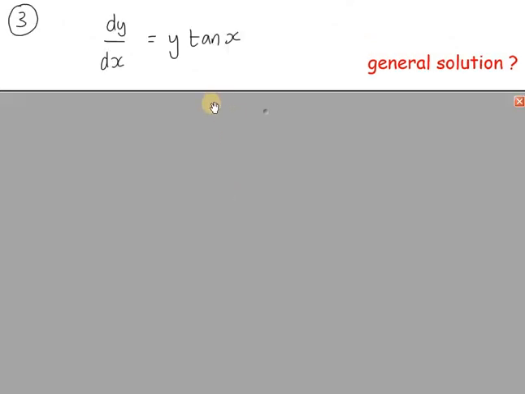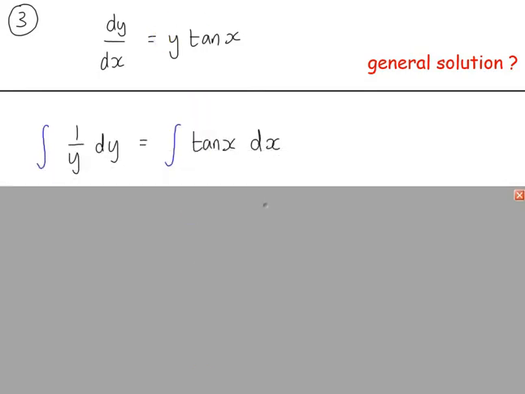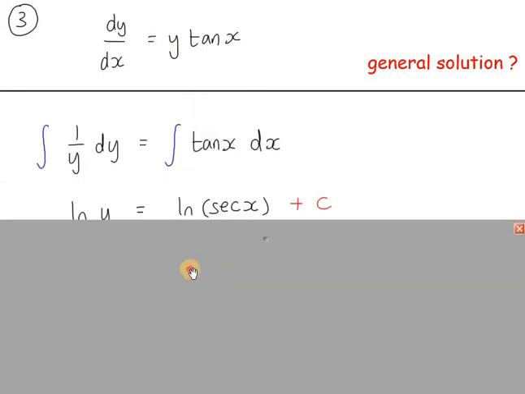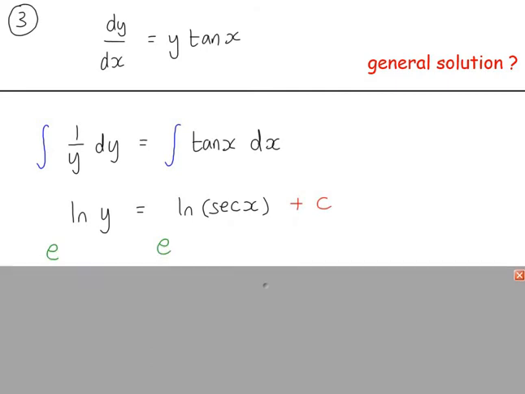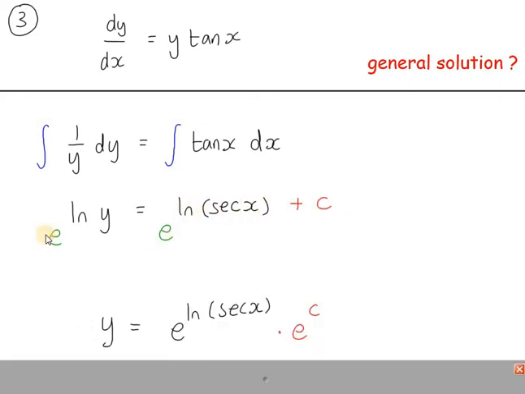Example 3, again we're looking for a general solution. Let's separate the variables. Okay, that's done. Integrate. Again, to get rid of the logs on each side, we do e to the power of, but you write that once on each side, like this. So all of this, including that constant, is in the power. The e and the ln cancel on the left hand side.